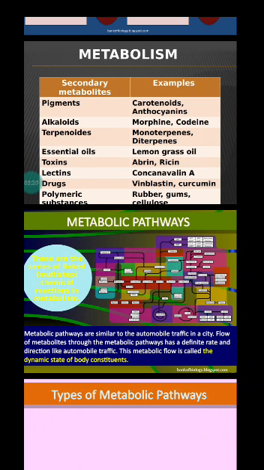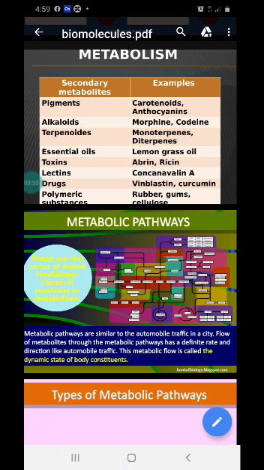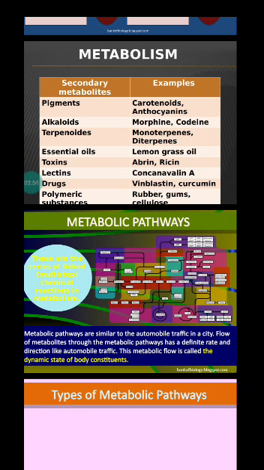Metabolic pathways are similar to automobile traffic in a city. Flow of metabolites through the metabolic pathway has a definite rate and direction. Some may go up the town or some may go down the town, downtown, whatever it is. So this metabolic flow is called the dynamic state of the body. It is called dynamic because some kind of reaction is going on. Our body is never at rest. Some kind of reaction is going on all the time.